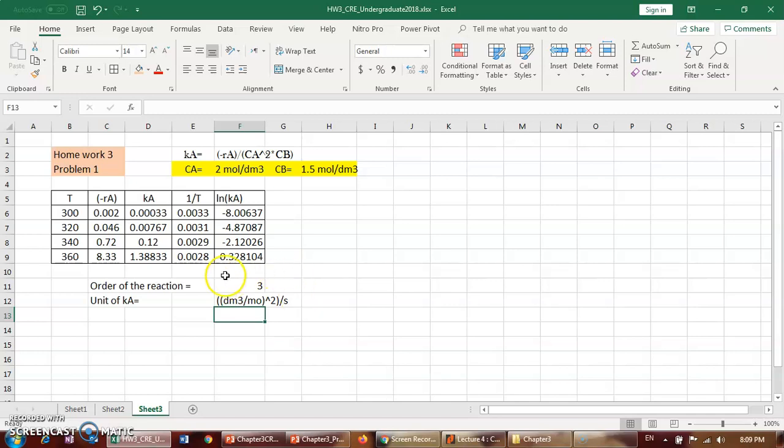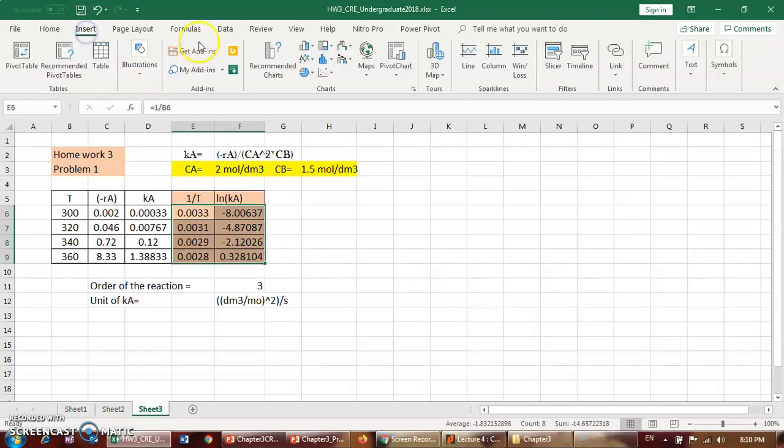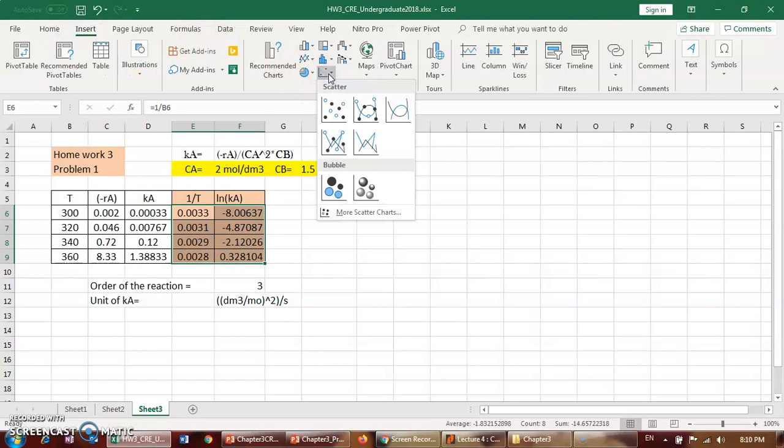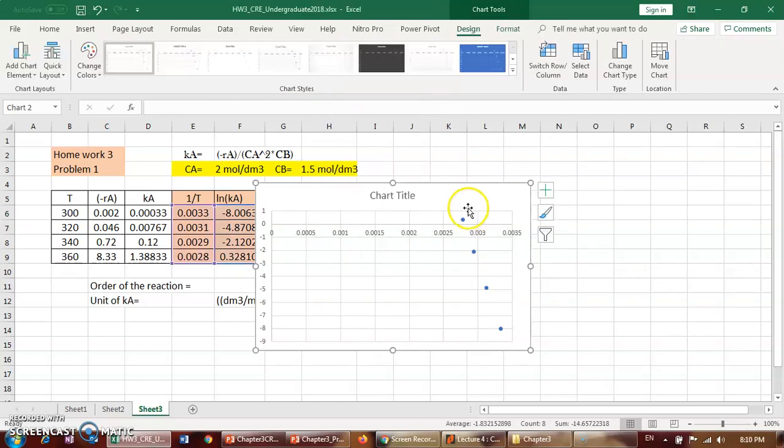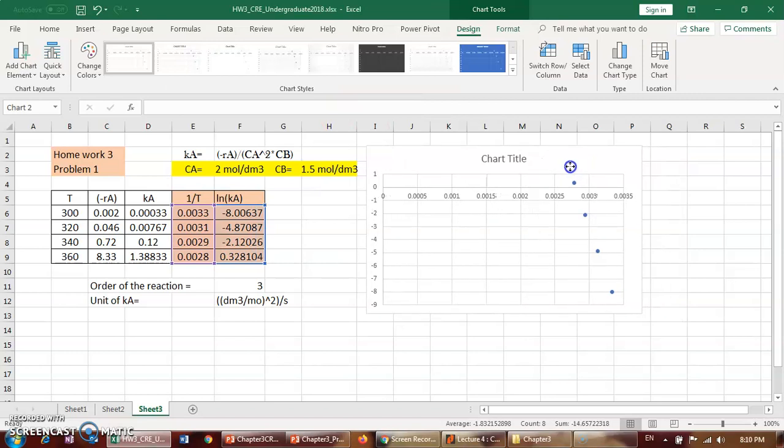So now our task is to make a plot, an Arrhenius plot, right? We just highlighted the values that we are going to use. We select the data set, press insert, and take the scatter graphical approach and plot the data points, scattered points, right? So this is basically the Arrhenius plot.